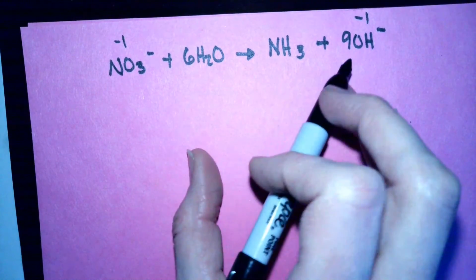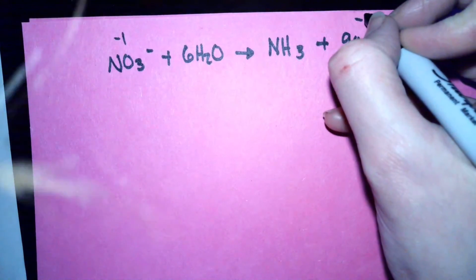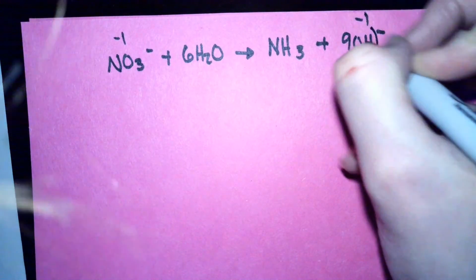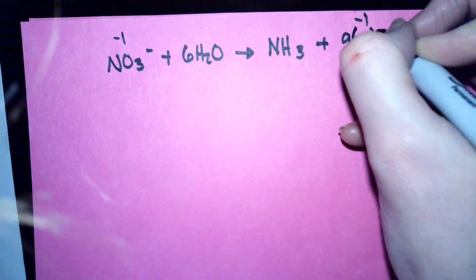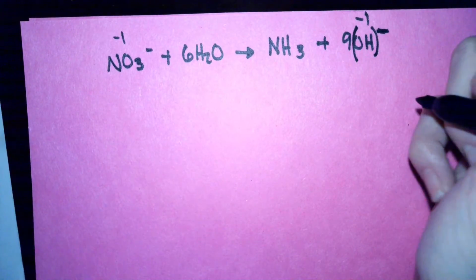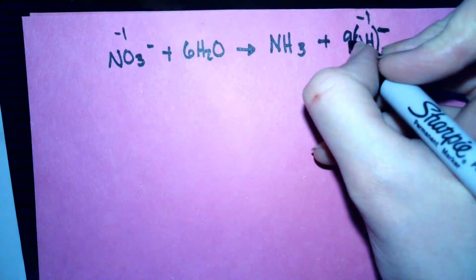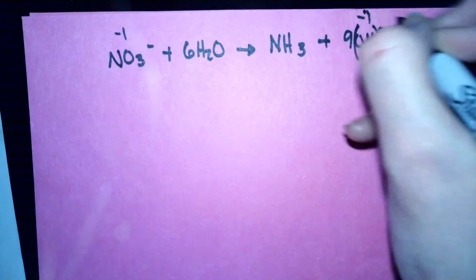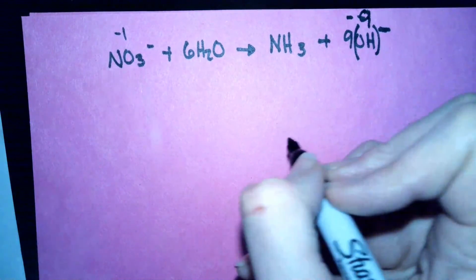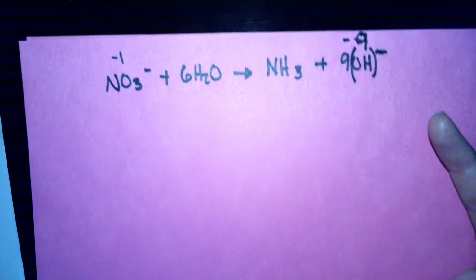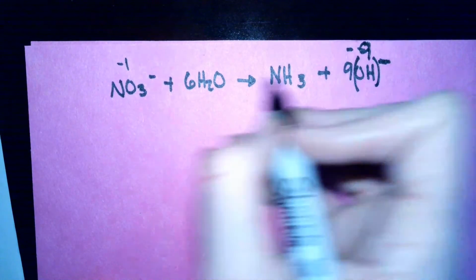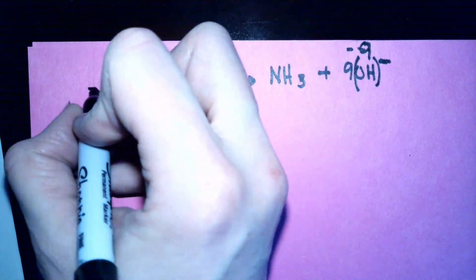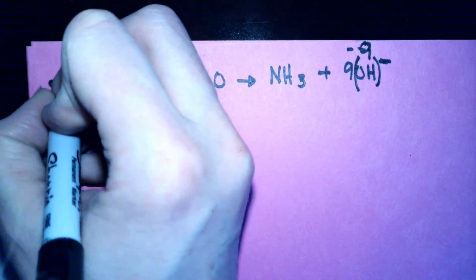What am I not taking? Oh, this is 9 minus. That's why. Goodness gracious. Don't forget that that applies to the entire thing. I need to put parentheses so I remember that. This minus means I have 9 negatively charged hydroxides, so this is a minus 9. Alright. So if that is a minus 9 and this is a minus 1, I have to add 8 electrons to this side.